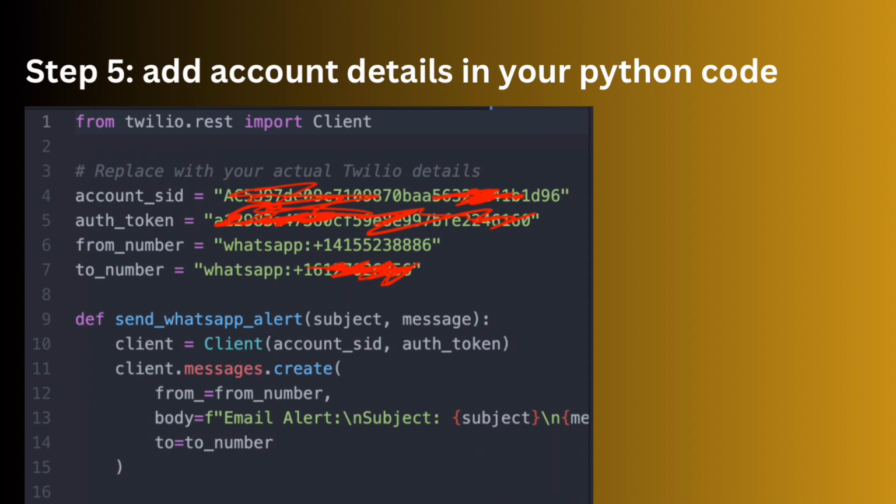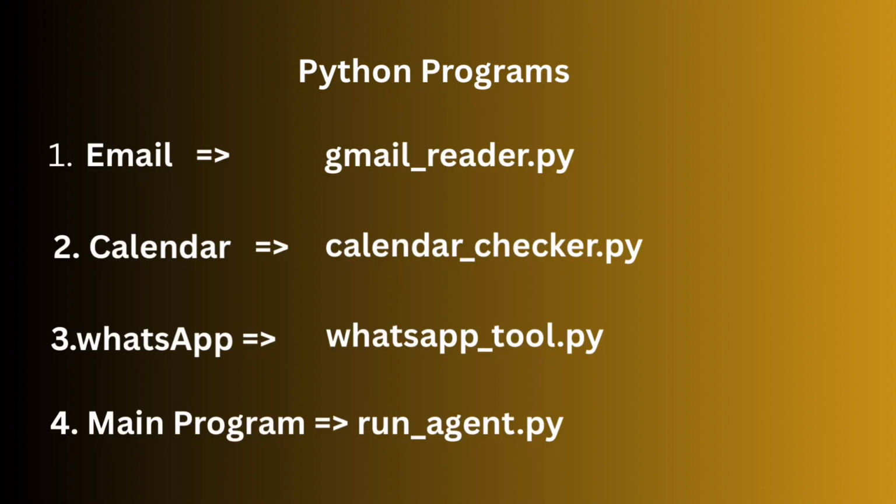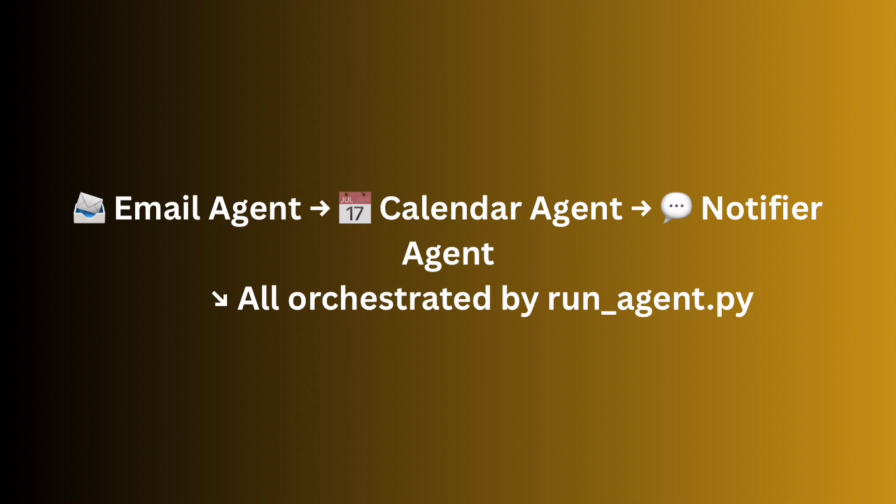I have created a total of 4 Python scripts for this demo. Just download them from the YouTube description. Replace the whatsapp_tool.py with your Twilio credentials, download the credential.json, and just run runagent.py. It will orchestrate the email agent, calendar agent and notify agent. That's it. Let's see how it is going to work.